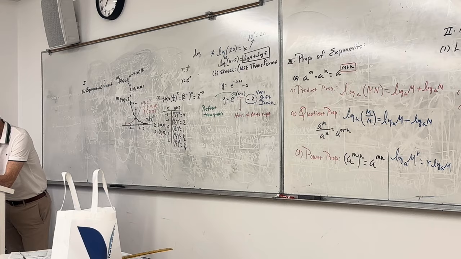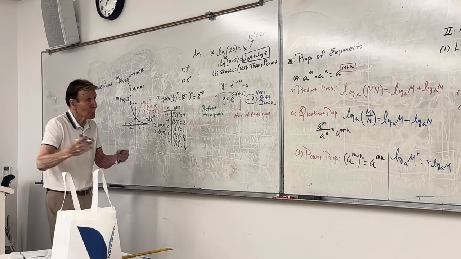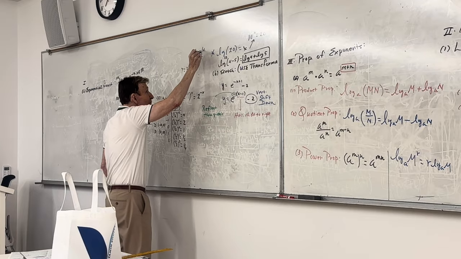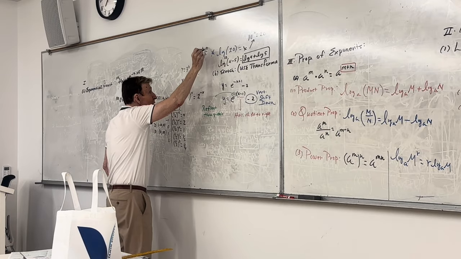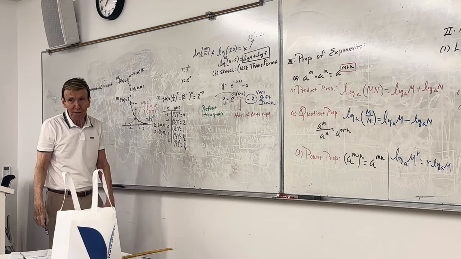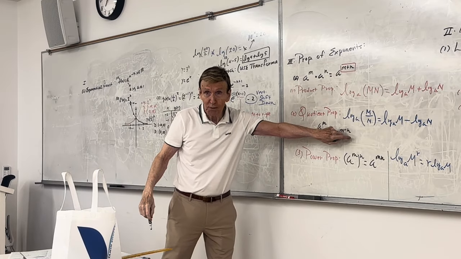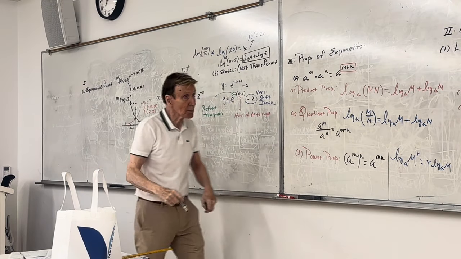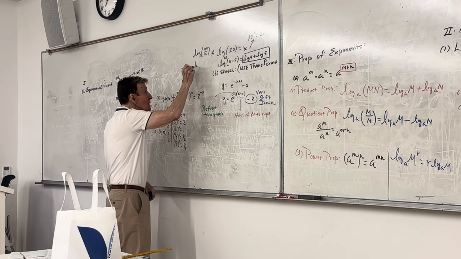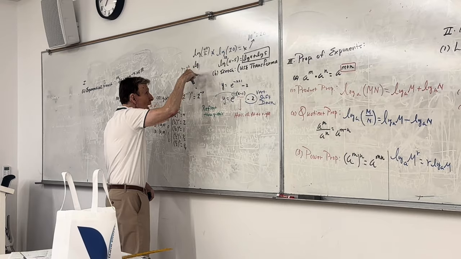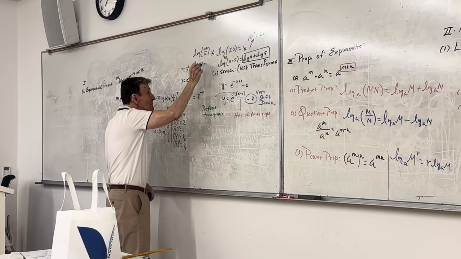40 divided by 2. Lots of possibilities. Now, if you have it written as a quotient, which I do now, you can rewrite this using the quotient property. It would be log 40 minus log 2. You got it.